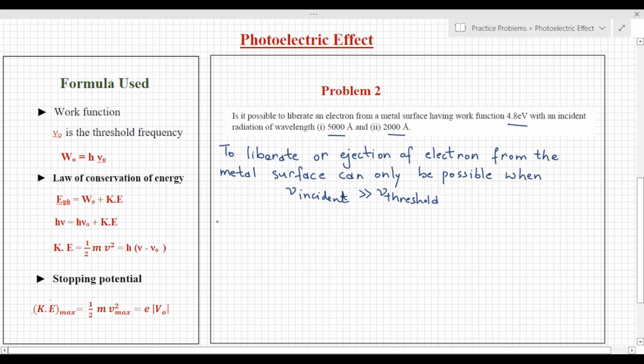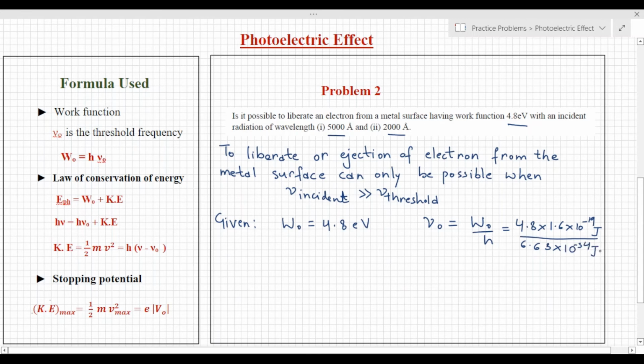So now we have the work function. What is given to us? Only the work function. So we can find the threshold frequency from the work function. In the previous numerical we saw how we calculated the threshold frequency from the work function, and from there we will check which of the two given radiations is possible. So the threshold frequency is W0 over h. W0 is given to you as 4.8, so 4.8 into 1.6 into 10 raised to the power minus 19 joules. And Planck's constant we will keep in joule second, 6.63 into 10 raised to the power minus 34 joule second. Clear? So when you solve it, you will get the threshold frequency.